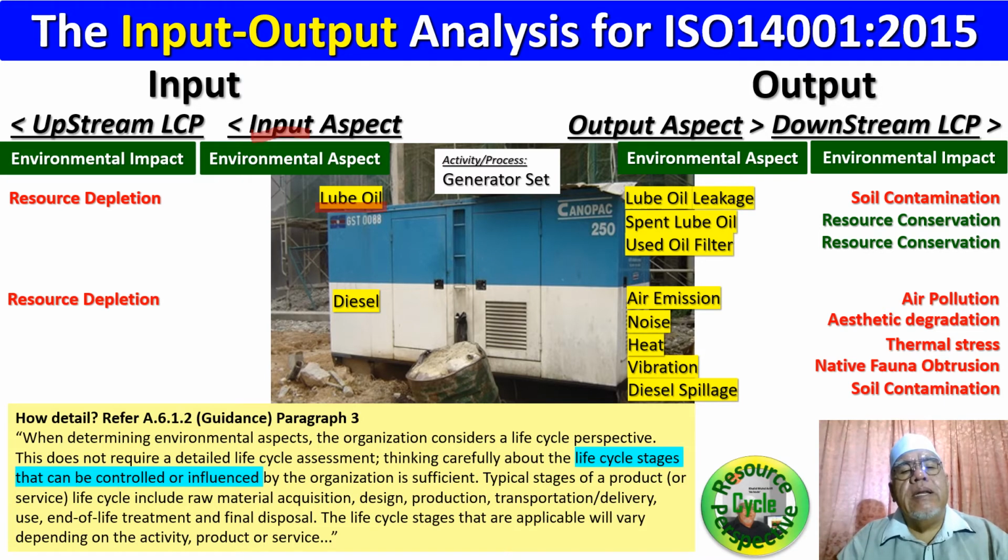Now next question is, how does this lube oil as input interact with the environment, and what sort of impact does it cause? So the answer is to look at this environmental aspect from the upstream of its life cycle. LCP stands for life cycle perspective. Okay, so lube oil is manufactured by a lube oil manufacturer coming from oil and gas. Got it?